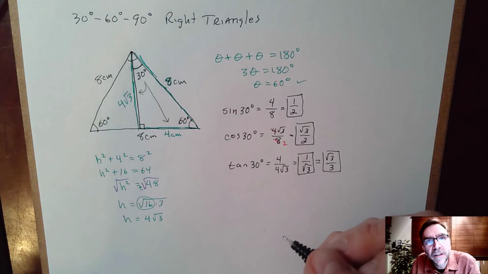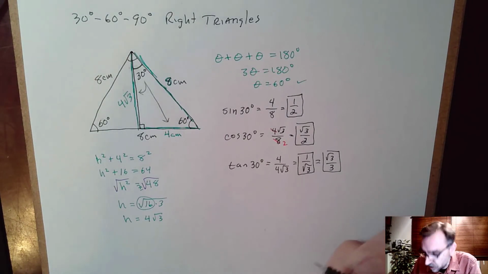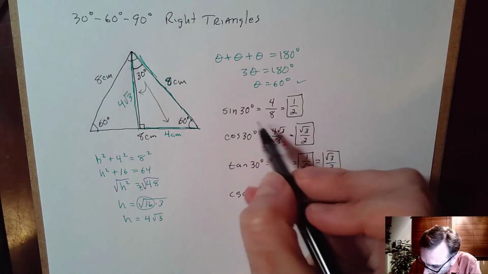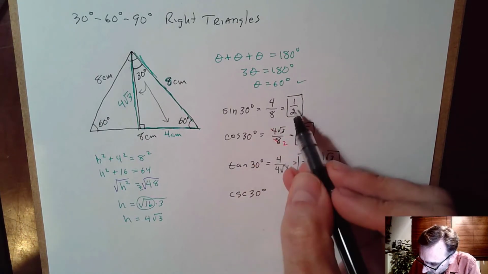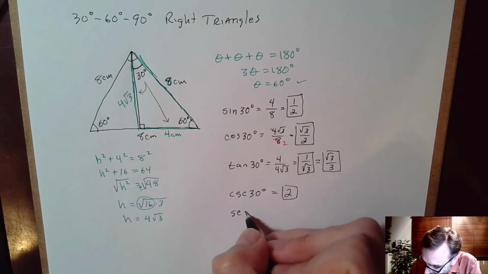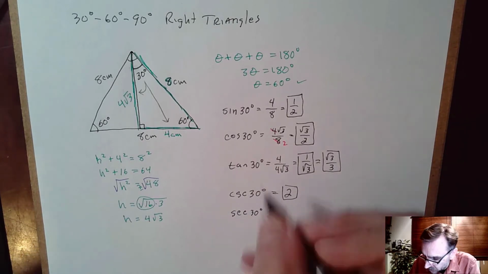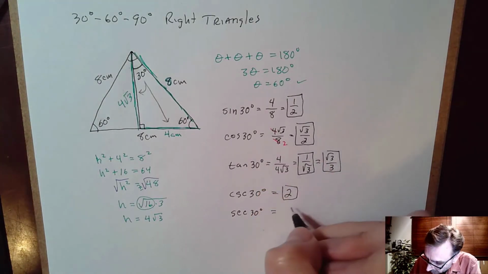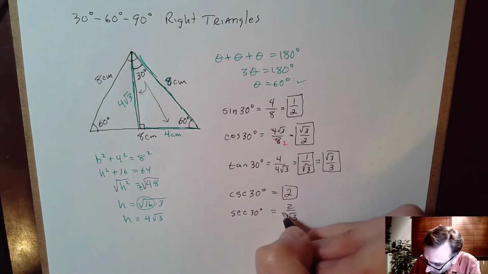Now, certainly the other 3 trig ratios are just the reciprocal. So we could say cosecant of 30 degrees is going to be the reciprocal of sine. So the reciprocal of 1/2 is 2. Secant of 30 degrees is going to be the reciprocal of cosine. And so the reciprocal of that would be 2 over root 3.